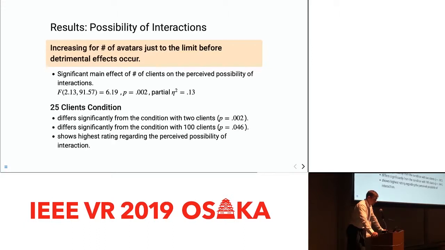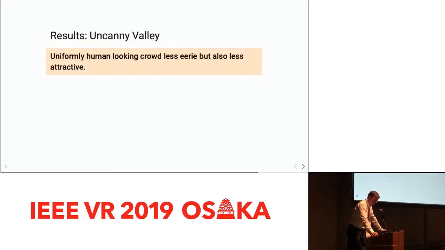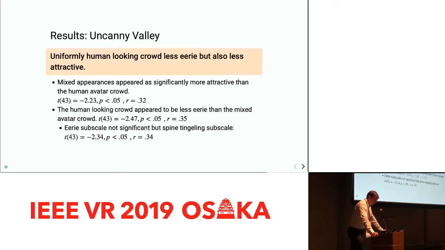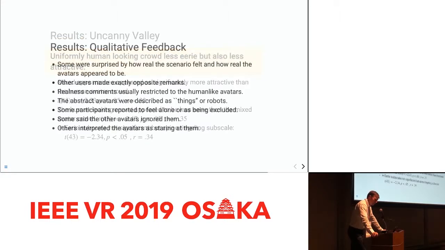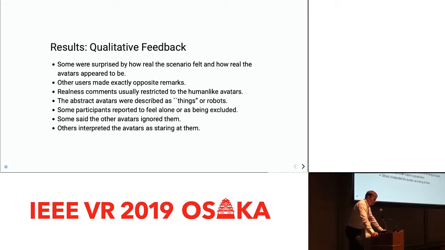And the 25 clients condition seemed to be the best one because it was just before everything went really bad, and it was just good enough to have enough avatars to create this co-presence. The uniformly human-looking crowd was less eerie, but also less attractive, which was interesting in this case. Again, that was also significant, and I spare you this again. This is all the qualitative feedback. I just summed this up. We were asking the users, and there is no really confirmative pattern to find.